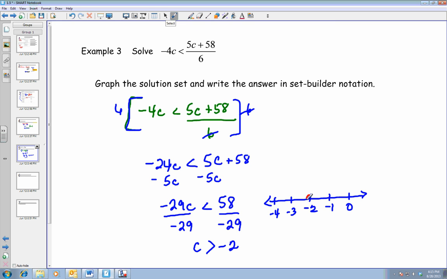I'm going to go to negative 2, circle it. It's an open circle because it's not also equal to. And I want all the numbers greater than negative 2, so it's to the right. When I write my answer in set builder notation, I'm going to write the set of all numbers c such that c is greater than negative 2. Okay, it's kind of hard. That's a greater than sign.